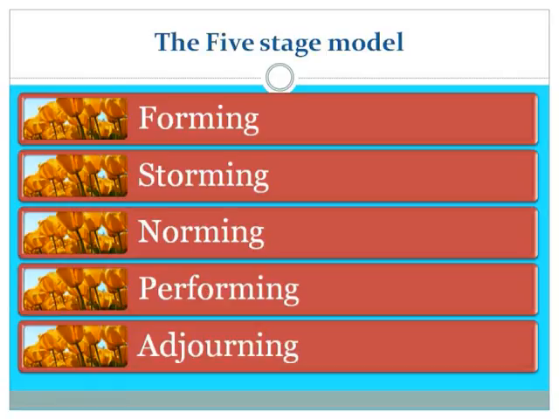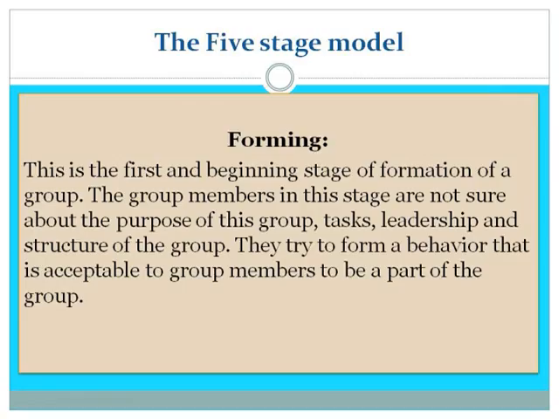So basically there are five stages: forming, storming, norming, performing and adjourning. What is forming? This is the first and beginning stage of the formation of a group. The group members in this stage are not sure about the purpose of this group. They are confused about the tasks, leadership, and structure of the group. Who will be the leader? Who will do what task? Who will perform what kind of task? And what will be the structure of the group? They are all confused at this stage.